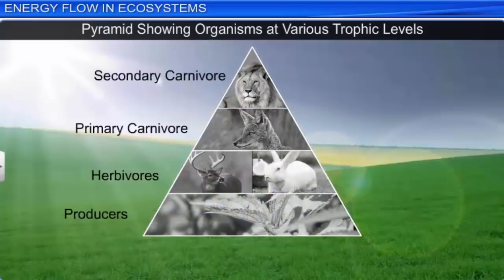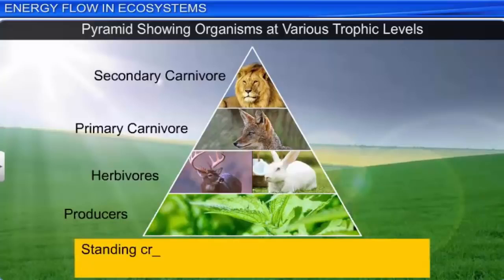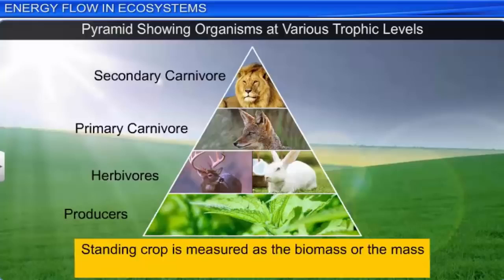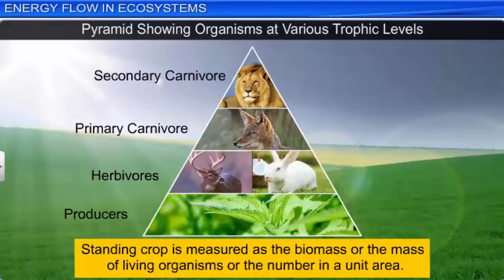In addition, each trophic level has a certain mass of living material at a particular time, known as standing crop. It is measured as the biomass or the mass of living organisms, or the number in a unit area, and is expressed either as fresh or dry weight.